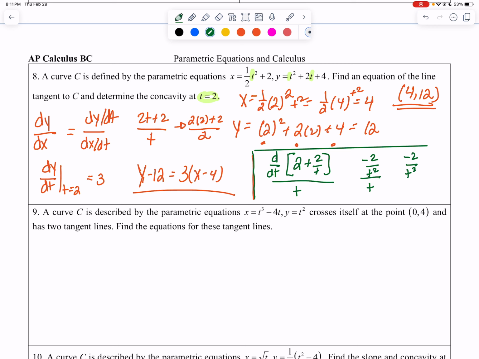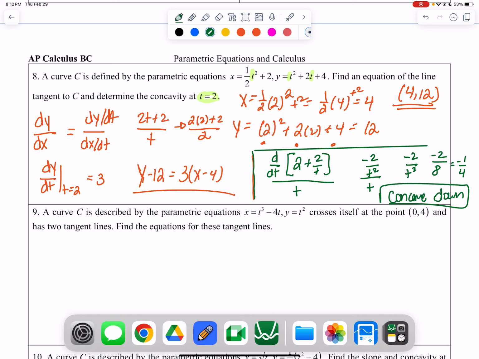And if we set that t is equal to 2, then this is me saying negative 2 over 2 to the third, which is 8. And I'm going to get negative 1/4. Okay. Now remember that we have a negative 1/4, and because my second derivative is negative, this tells me that my concavity at t is equal to 2 means that I'm concaving down at t is equal to 2.